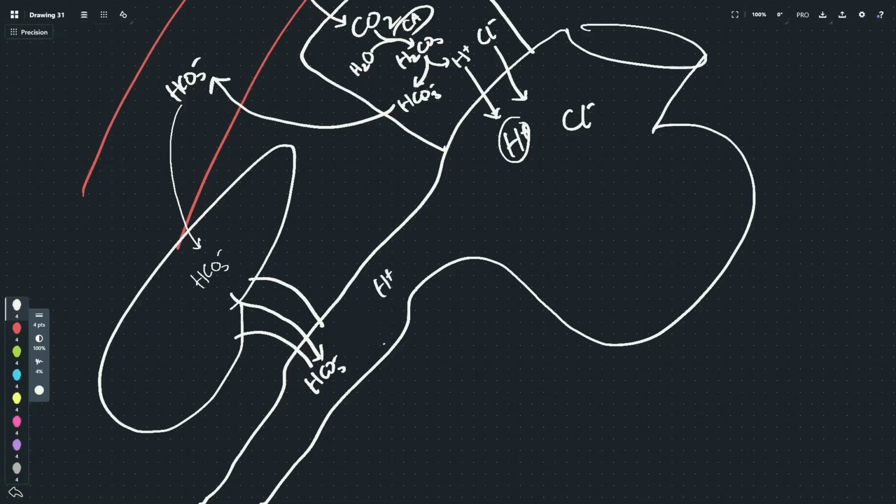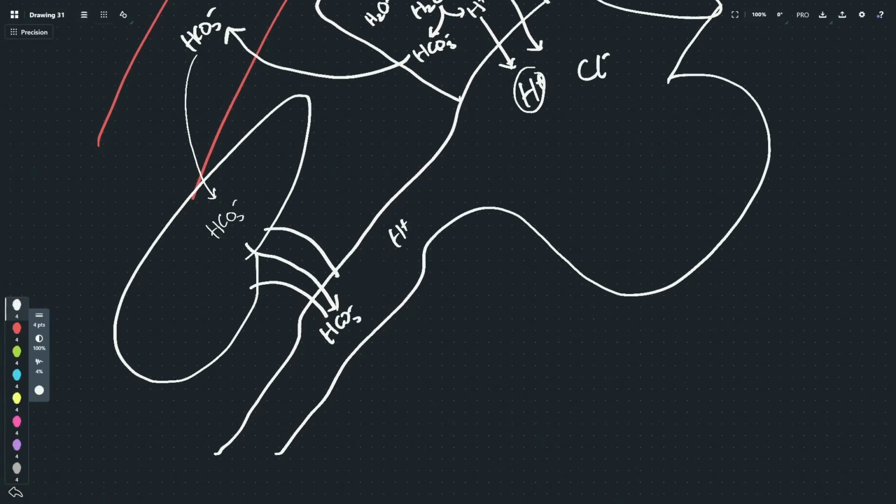When the acid-rich H positive comes here from the stomach, this bicarbonate-rich pancreatic fluid and bile will be released here, and it will neutralize whatever H positive needs to be neutralized. It can then be taken back into the blood, right? So it can be reabsorbed.